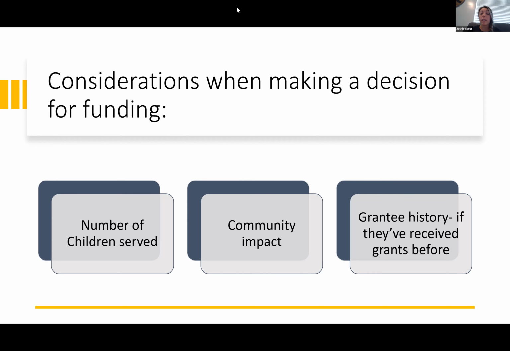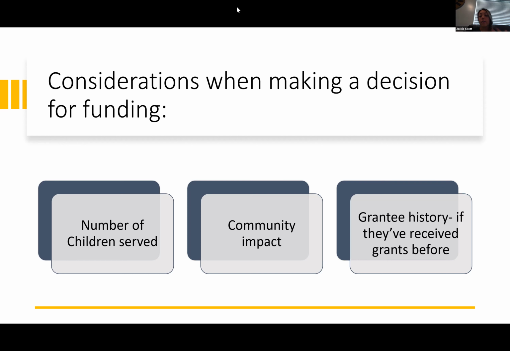And then we're also looking at the grantee history, like if they've received grants from us before. So maybe if you've received a grant before, and we've already given some money for a certain project, we might choose another applicant that hasn't gotten any grant funding from us before, that has another need that's significant.